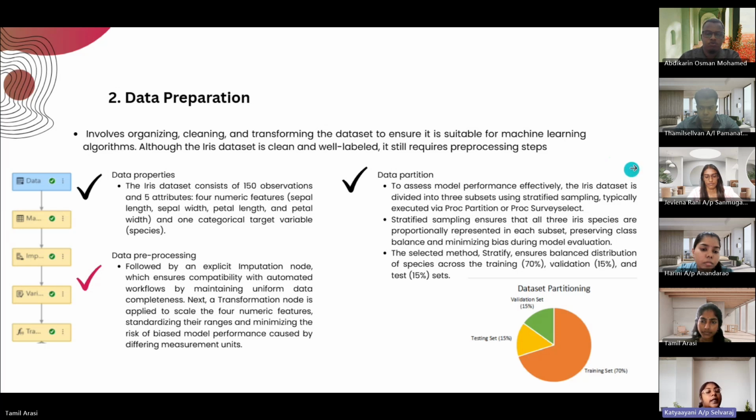The iris dataset is divided into 3 subsets using stratified sampling, typically executed via PROC PARTITION and or PROC SURVEYSELECT. Stratified sampling ensures that all 3 iris species are proportionally represented in each subset, preserving class balance and minimizing bias during model evaluation. These methods ensure balanced distribution of species across the training set, which is 70%, validation 15%, and test 15%. The figure for the dataset partitioning shows the training set consumes 70%, the testing set consumes 15%, and validation consumes 15%.